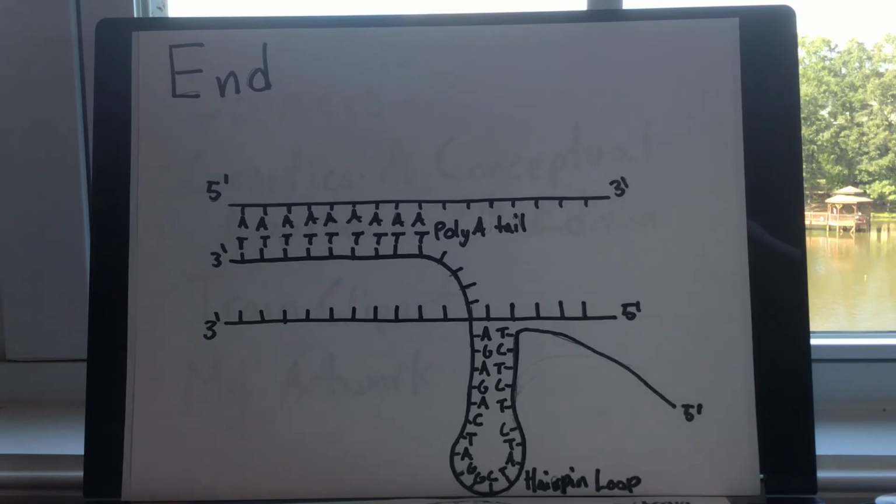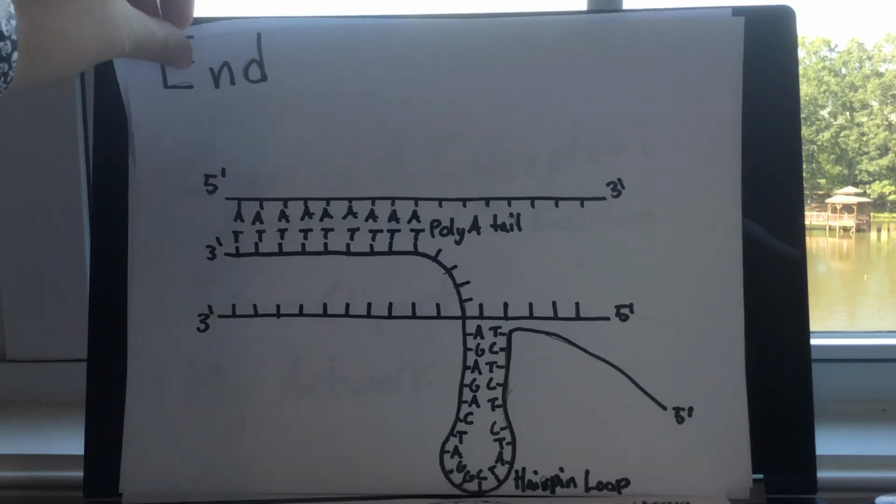And so the actual poly A tail is relatively weak, and so it'll break off, and that's the end of the DNA strand.